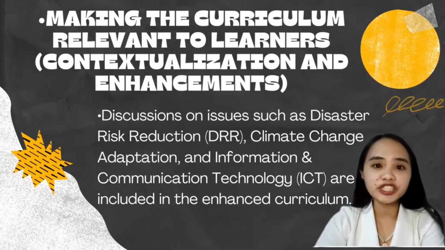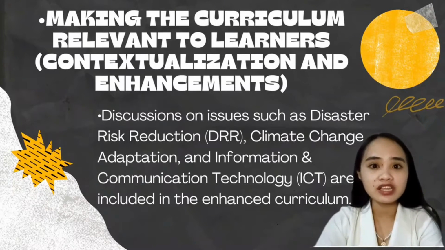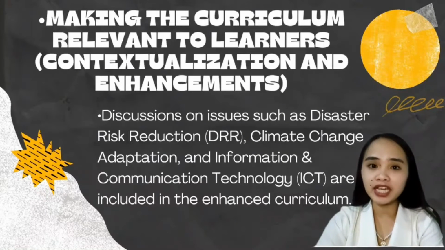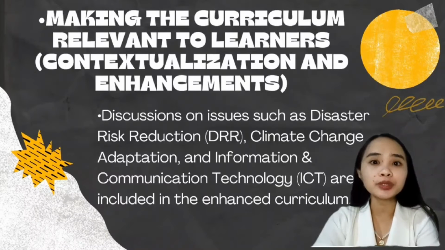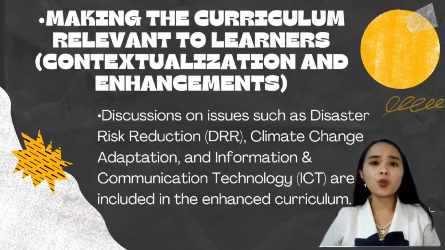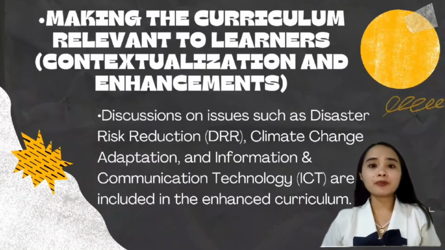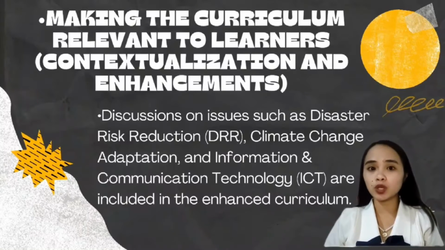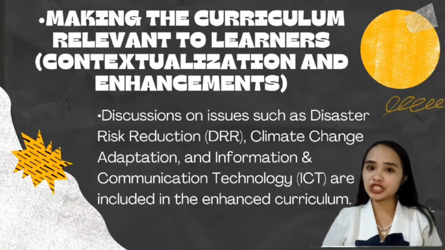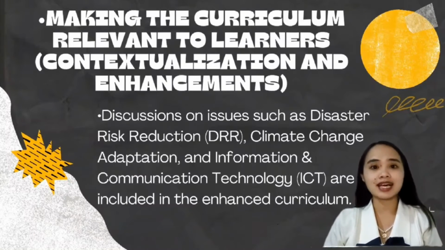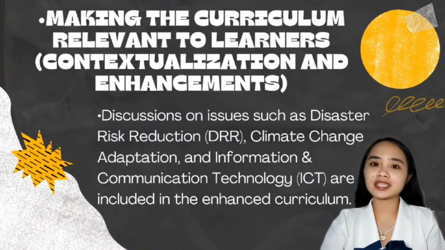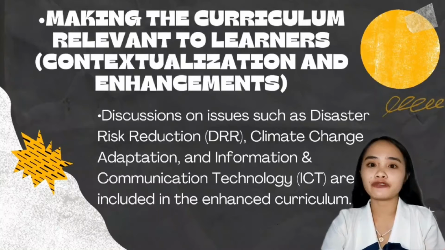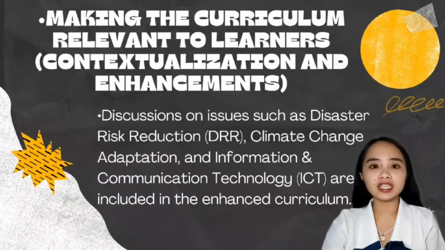Next, discussions on issues such as disaster risk reduction, climate change adaptation, and information and communication technology or ICT are included in the enhanced curriculum. So why do we need to study disaster preparedness and risk reduction in school? It prepares both teachers and students for potential disasters, thereby reducing the impact of the said disasters. So if the students can transfer the knowledge to members of their families, it becomes general knowledge and the community can prepare as well.